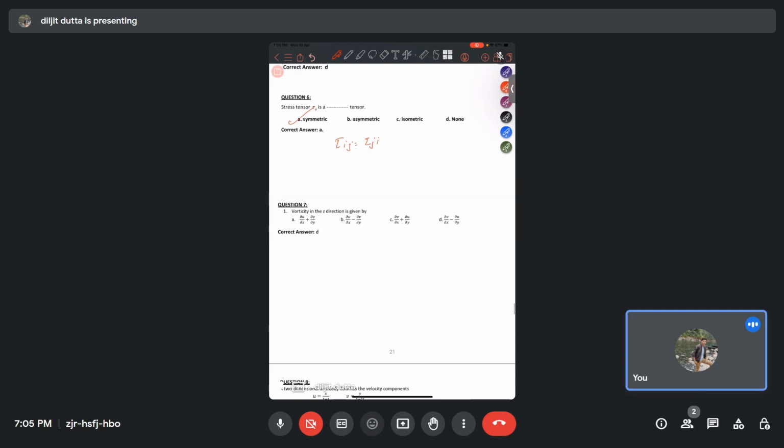And there is question 7. It says the vorticity in the z direction is given by omega z is equal to del v by del x minus del u by del y. We have seen this.